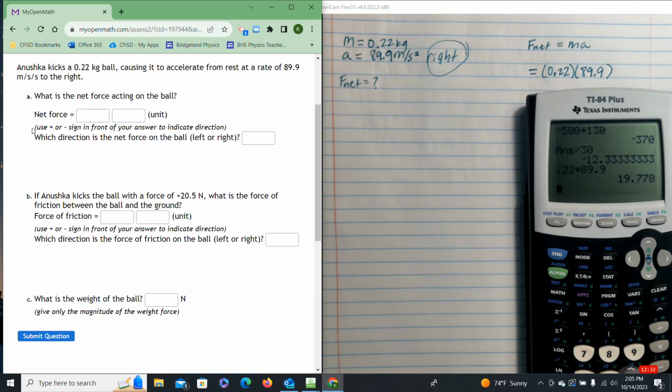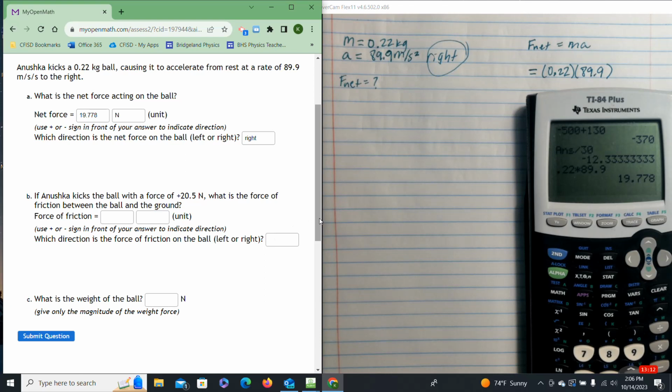In this particular question, you are explicitly told to include the sign to indicate direction, and it's still going to ask you down here. So unless it tells you to do this, usually you don't actually have to indicate the sign if you're indicating direction elsewhere, but in this case we have to. To the right is the positive direction, so I don't have to do anything other than type that number, 19.778. And you can type the whole thing, or you can round it to 19.78. The unit for force is, of course, the Newton, and this is going to be to the right. Okay, so that's the first question.